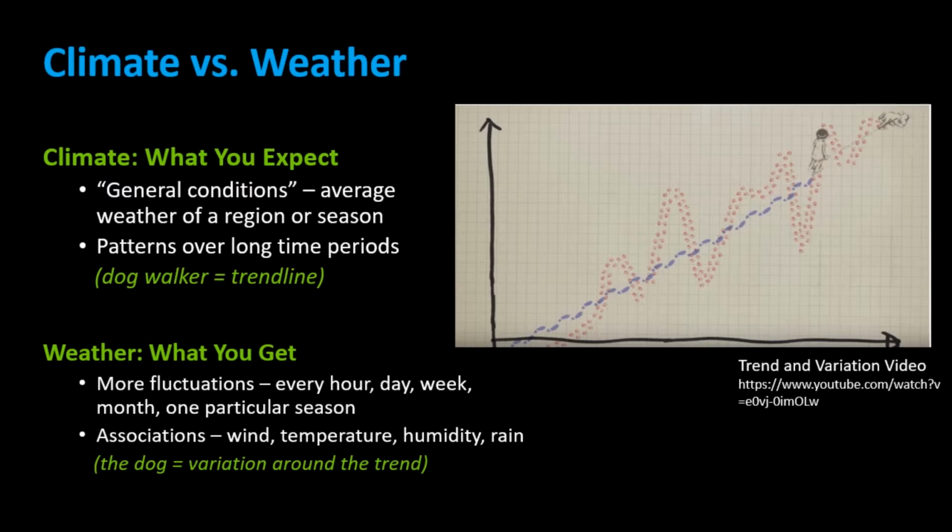Climate is what you expect over a long period of time, while weather is what you might see on a day-to-day or week-to-week basis. So climate is the long-term trend, and weather is the variability around that trend. This helps to understand the difference between what we see on a daily basis and what we know is happening on the global scale over a long period of time.